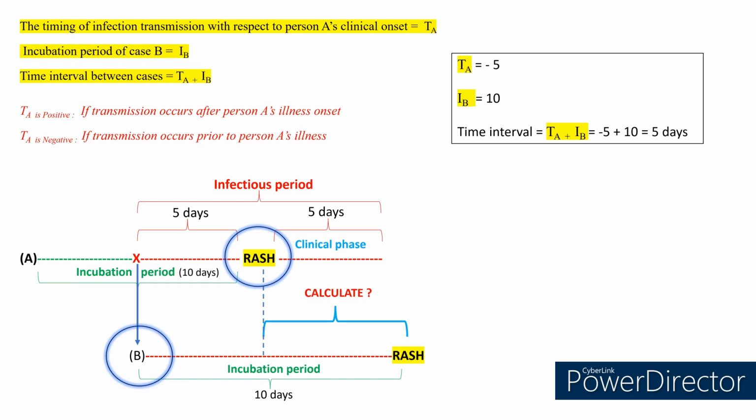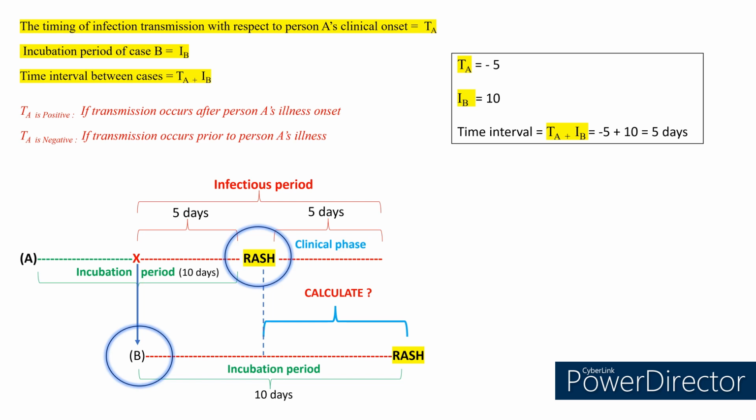We will take the person A's clinical onset, that is rash, as a reference point, and we see the timing of infection transmission, okay? In this case, the transmission occurred 5 days before the rash to B, right, from A. So it will be 5 days, but we will put negative sign because the transmission occurred prior to person A's illness, okay? It's clearly occurred before the rash of case A, right?